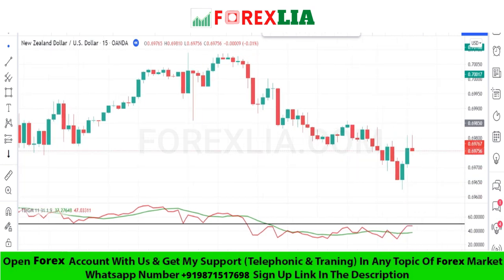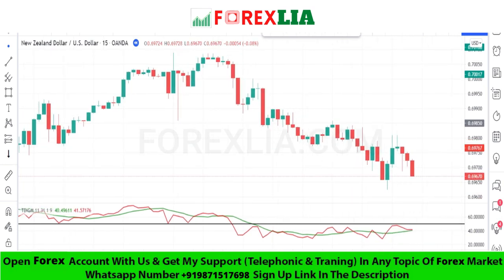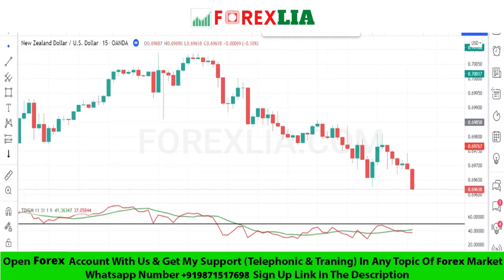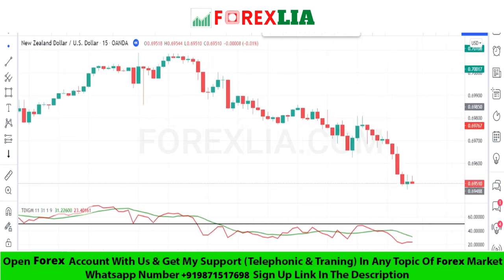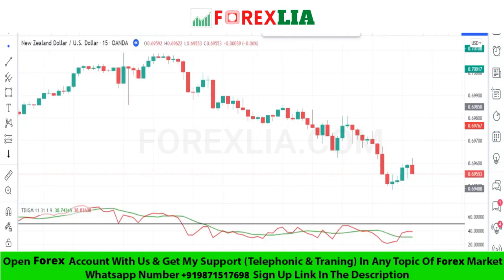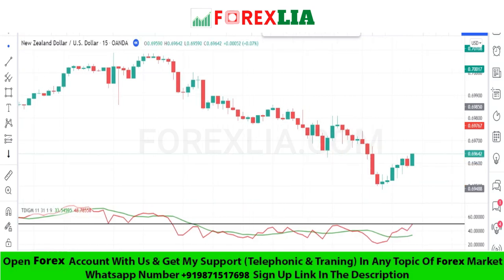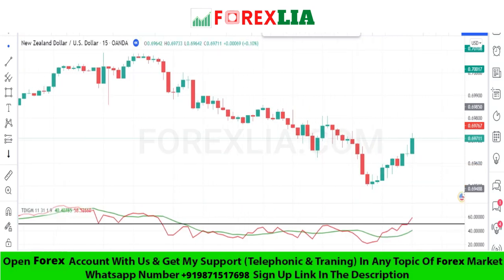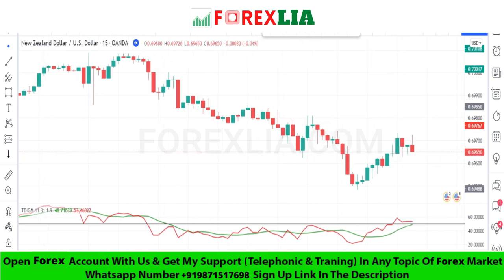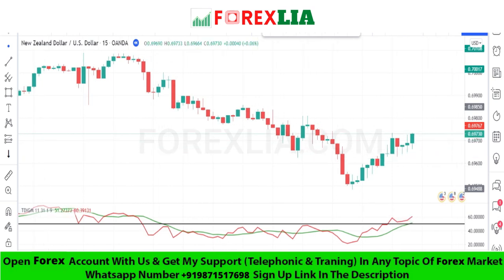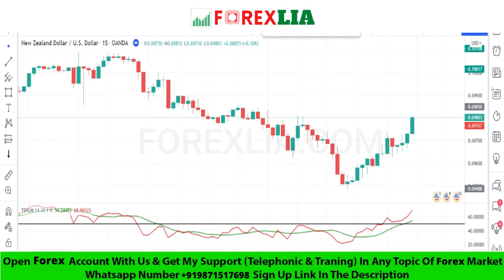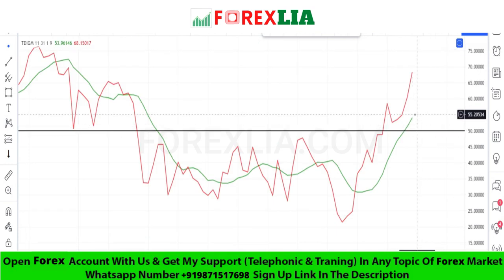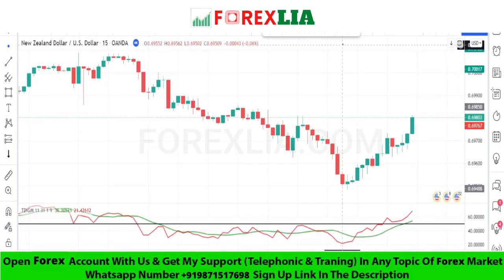If both SMAs of the TDI indicator cross the 50 level line upward, then we take a buy trade. Here is the buy signal confirmation. We place the buy trade here.